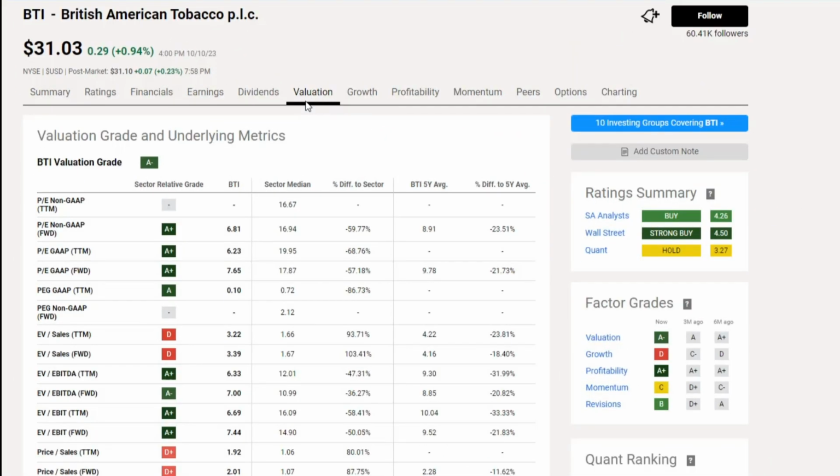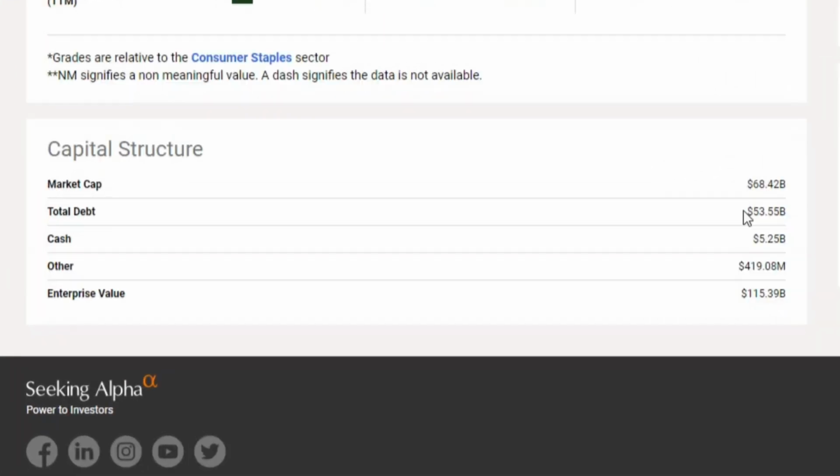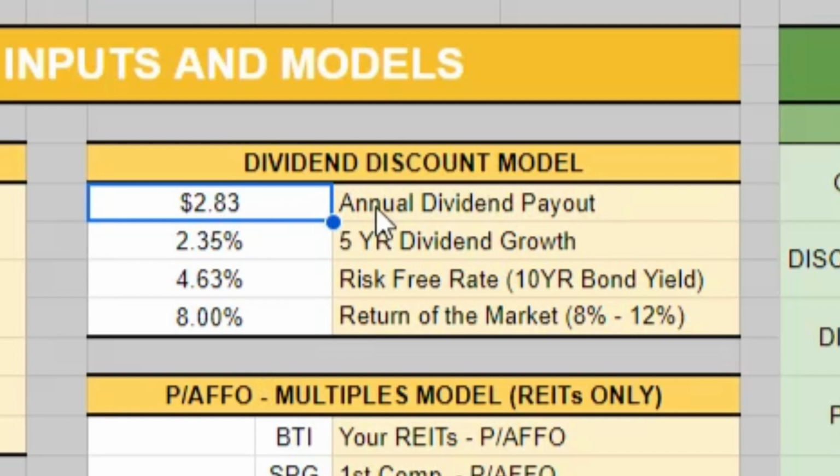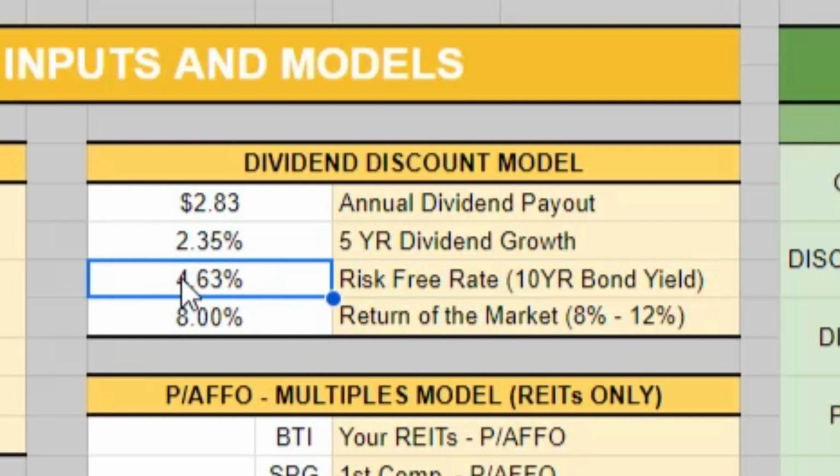Coming down to their valuation tab at the very bottom, total debt and total cash. Just make sure you have enough units or enough zeros in there to be able to hit that $1 billion. And last but not least, coming over to the dividend discount model, annual dividend payout and 5-year dividend growth rate. Risk-free rate is a quick Google, 4.63%, and return of the market, I would expect or want around 8% per year, looking over the course of a longer period of 15 to 20 years, expecting about 8% per year.